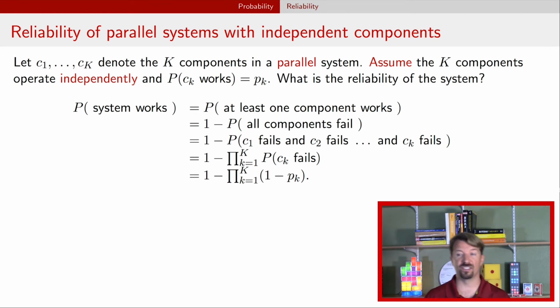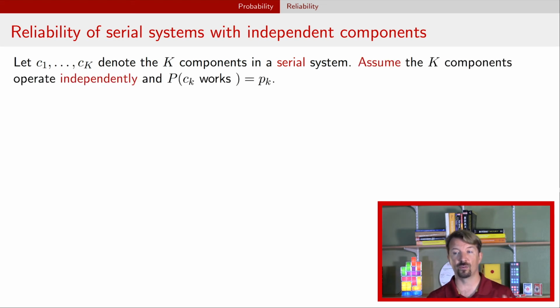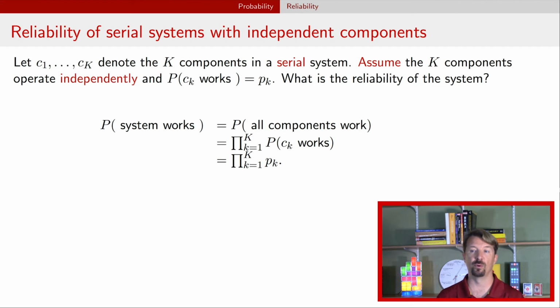All right, now we move over to serial systems. In a serial system, as a reminder, every component has to work in order for the system to work. So if we want to calculate the reliability of this system, the probability that the system works is the probability that all components work. This is just the product of the probabilities that each individual component works, because we've assumed they're independent, and we've defined that probability to be P sub k. So the probability that the system works is just the product of the individual component probabilities P sub k.